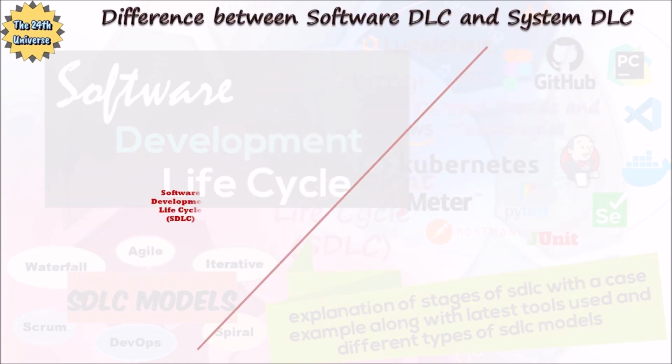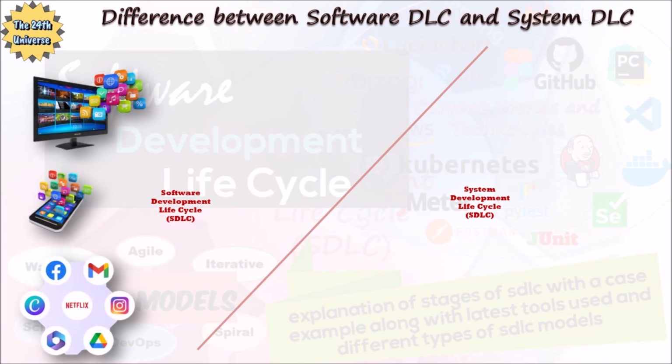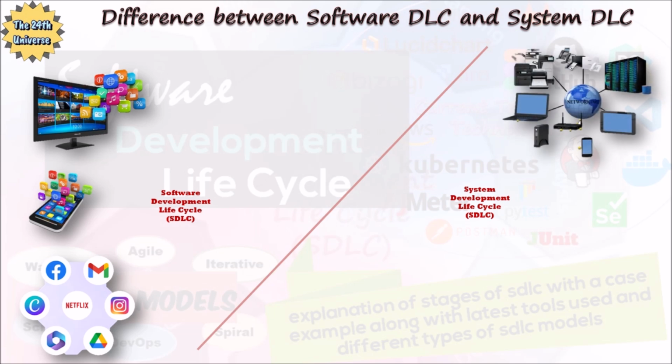Software development lifecycle is the process of developing software products. It focuses specifically on software products like desktop applications, websites, and mobile apps. System development lifecycle refers to a broader process of developing entire systems including both software and hardware. It considers the whole system architecture, which includes computers, servers, networks, databases, and sometimes human processes along with the software.